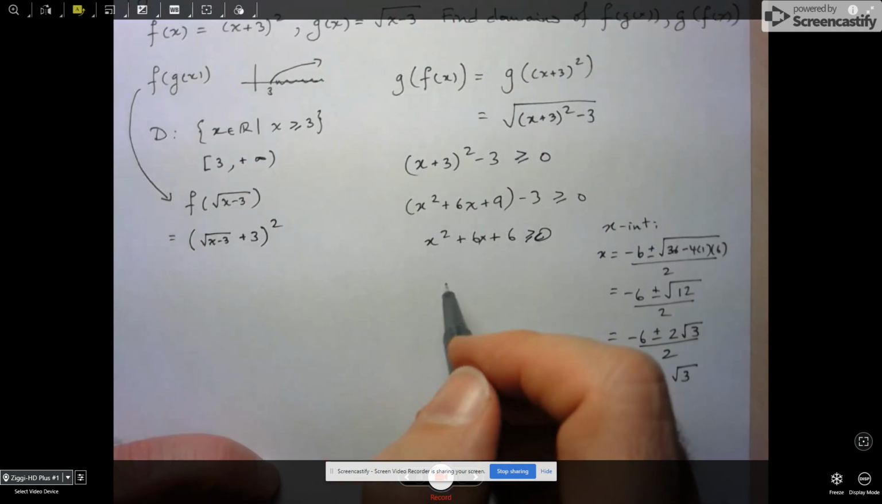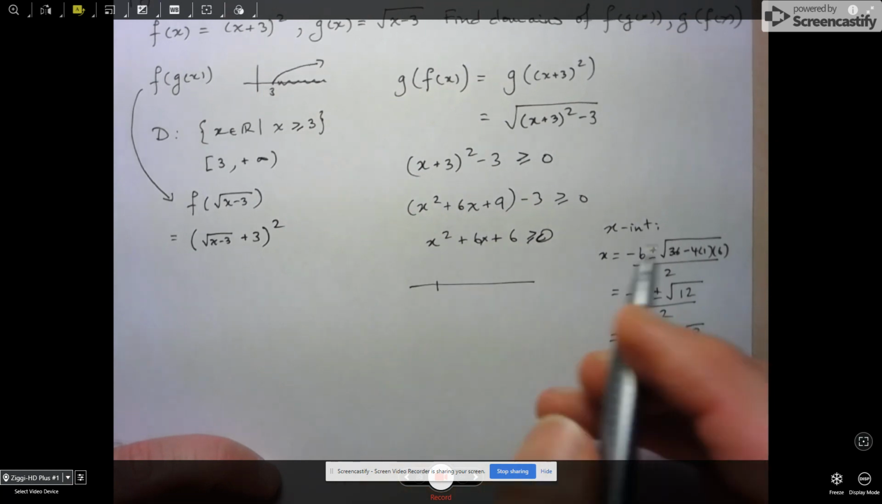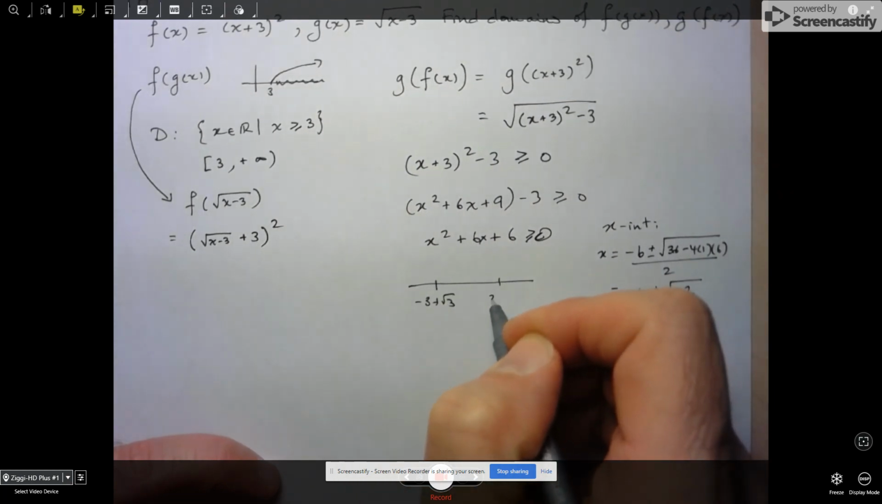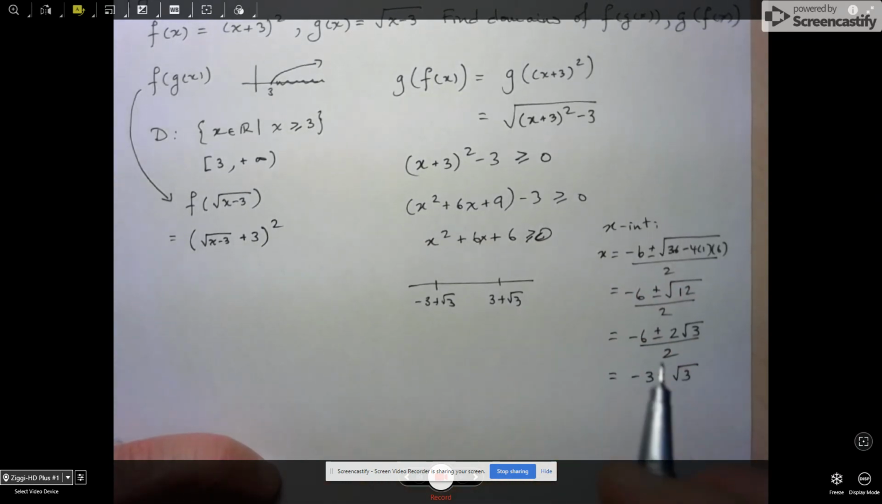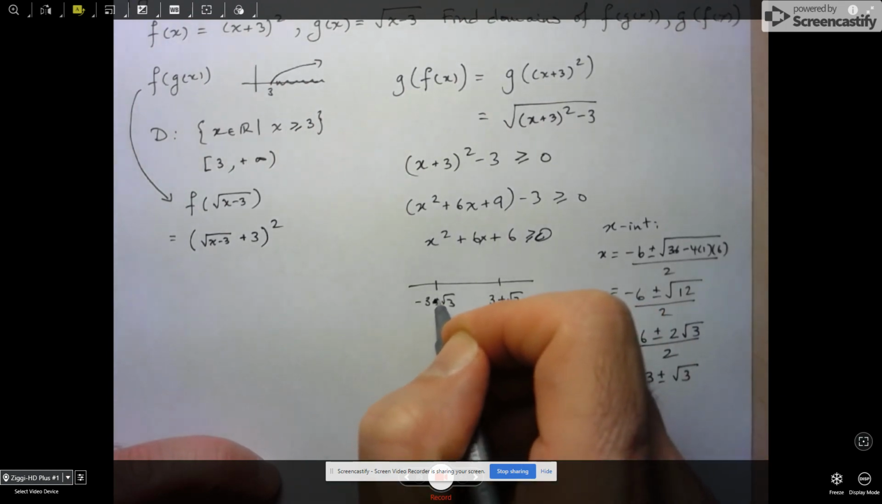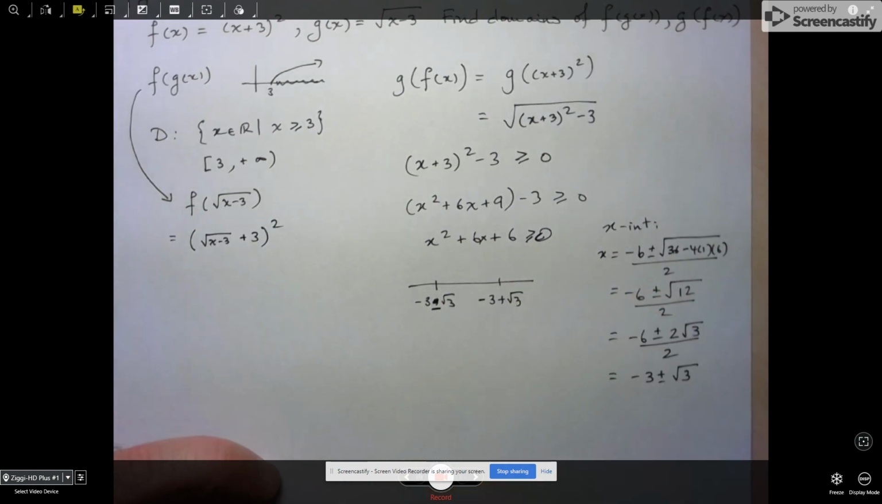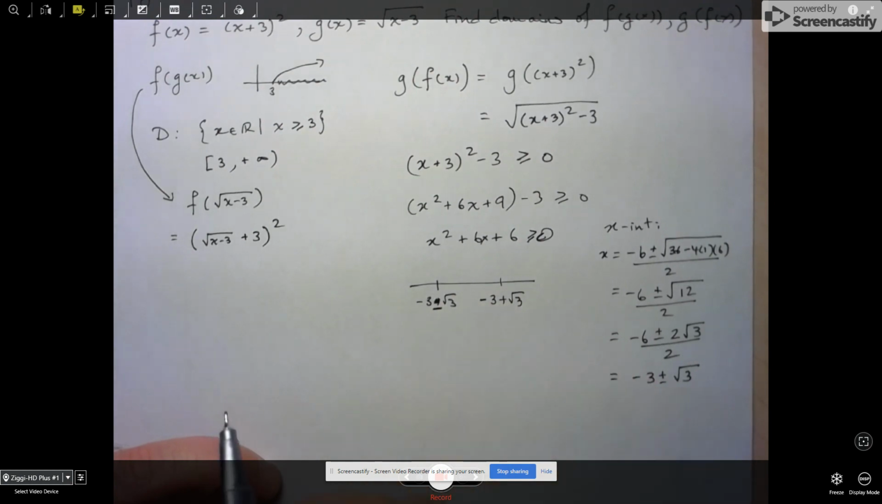If we draw a number line here, our 2 x-intercepts, the only places where this can change sign, are at negative 3 plus root 3 or negative 3 minus root 3. Clearly that's the smaller one. Sorry about that. This should be negative 3 minus root 3, and negative 3 plus root 3. Like I said, this one's clearly smaller than that one there.